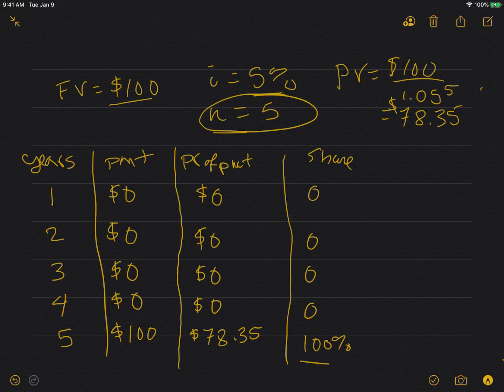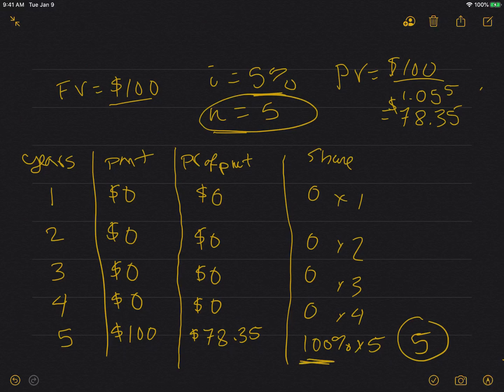So if we calculate the weighted average of years here, we are going to find that we get a value of 5 because the investor receives 100% of the investment value in the year the investment matures. So face value doesn't matter, yield to maturity doesn't matter. The only information that matters for the duration of a discount bond is number of years to maturity.